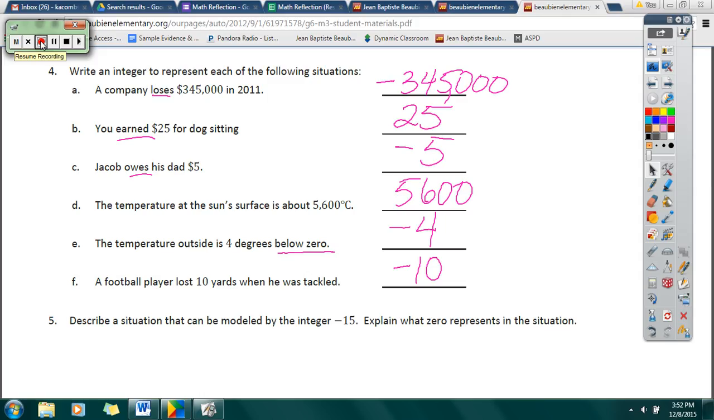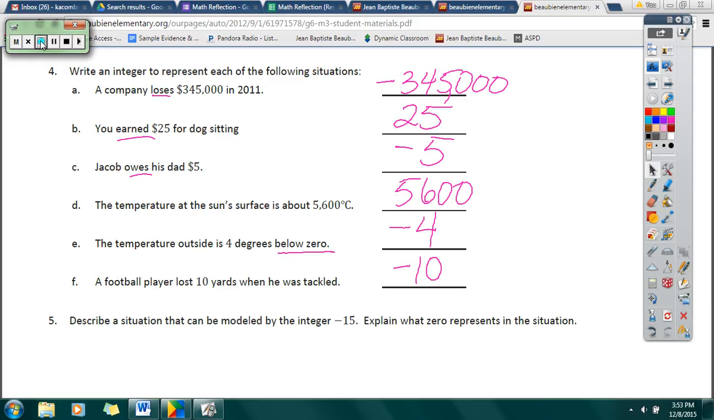So the key takeaways here are, can you represent an integer using words such as earned, owe, loses? Okay, do you understand if that's a positive or negative number? The second takeaway is, can you read a thermometer with the Fahrenheit and Celsius side? Understanding when there are two sides of a thermometer, two units, can you understand which one is which?